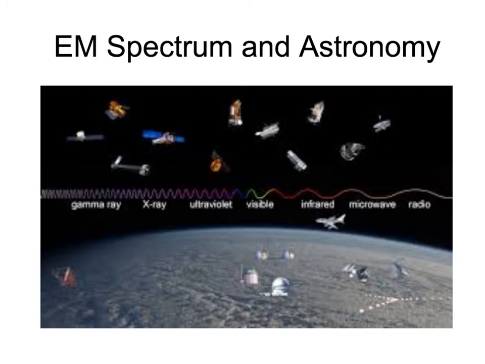So here again is just an overview of the EM spectrum and astronomy, showing you where each of those astronomies are done and some samples of what those telescopes look like. So there's cute little SOFIA way down here. There would be Spitzer. There's your Hubble.